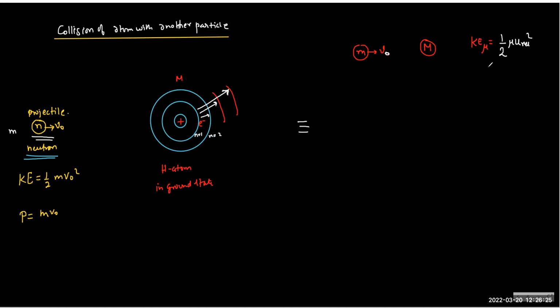So the energy in the CM frame is this much. And what is the mu value? Mu is the reduced mass, which is product of mass upon sum.